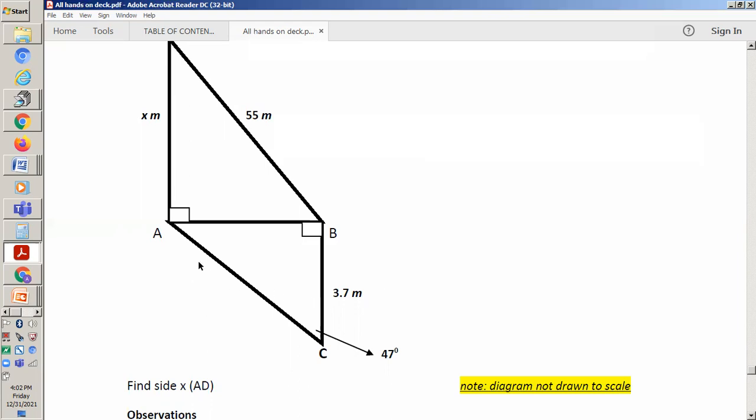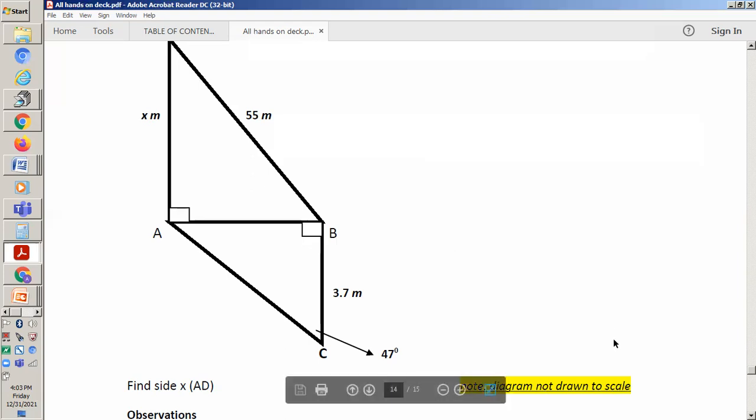After you find AB, ladies and gentlemen, you realize that with Pythagoras, if you're given two sides, you can find the other side. So that's what we're going to do. We're going to use trigonometry to find side AB with information from the bottom triangle, which is ABC. And once we get side AB, we use Pythagoras theorem to find the missing side.